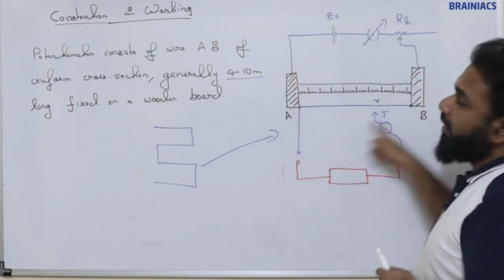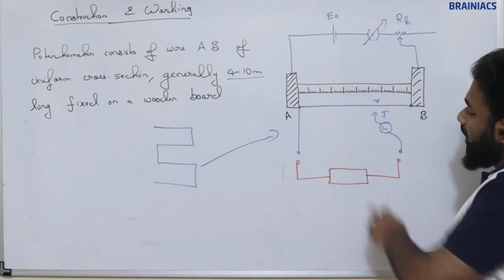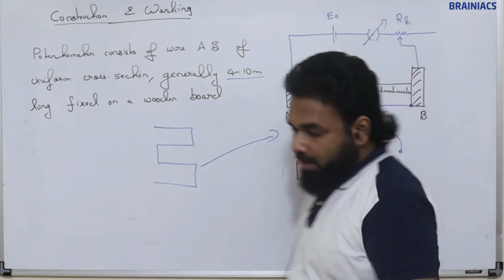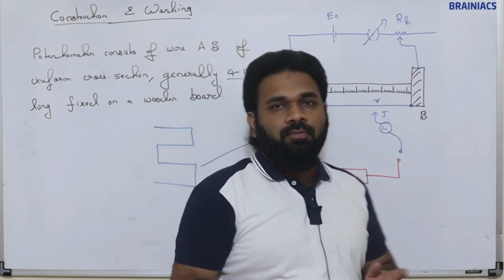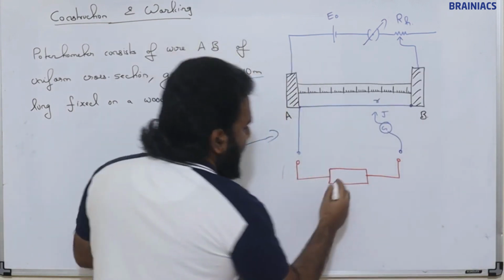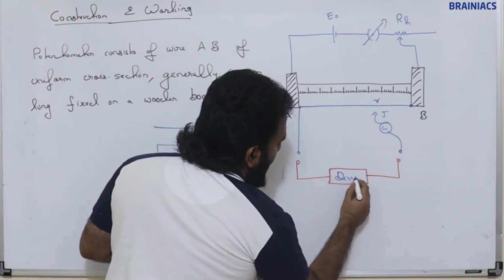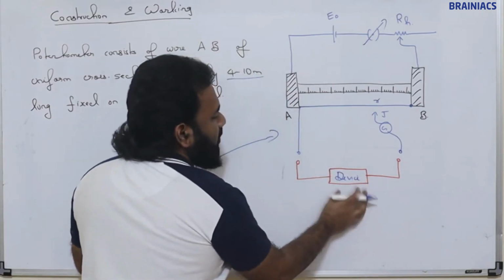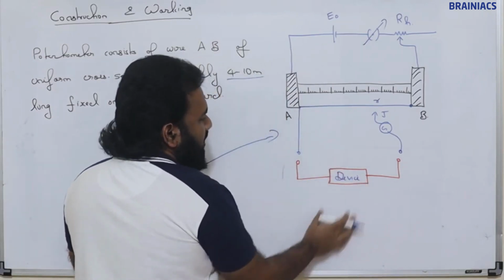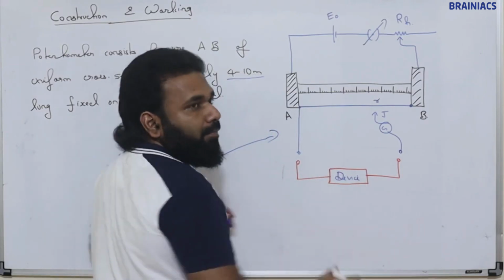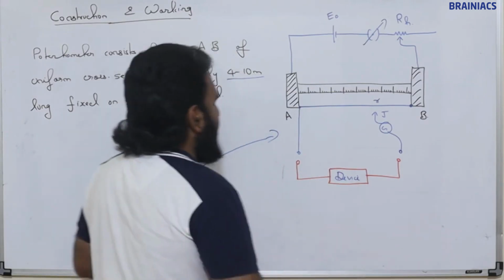Initially current will be flowing like this. Now we need to measure the potential difference of a device. Okay, so we need to find the potential difference of this device. This can be a resistance or this could be a battery, likewise.